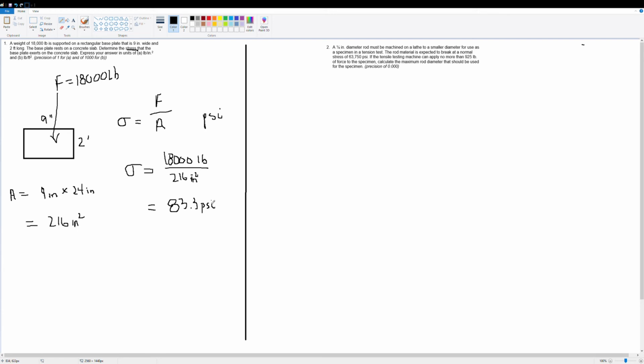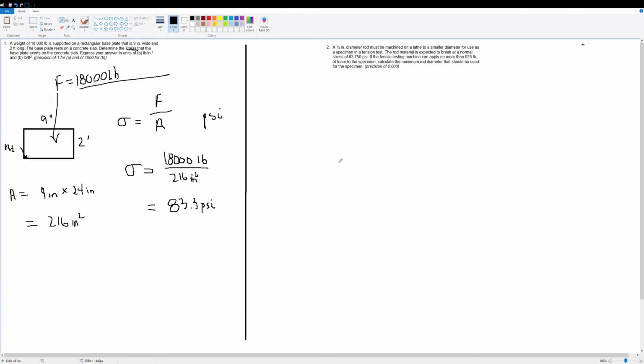Now what does that mean? That means for every little square inch, if we look at this rectangle here, every little square inch has 83.3 pounds on it. So once we add up all those square inches in this entire rectangular plate, it should add up to a total of 18,000 pounds. So this is the pressure or the stress that's exerted on that concrete. Now it does want it in pounds per square feet as well, so you can convert these square inches to square feet and get an answer.